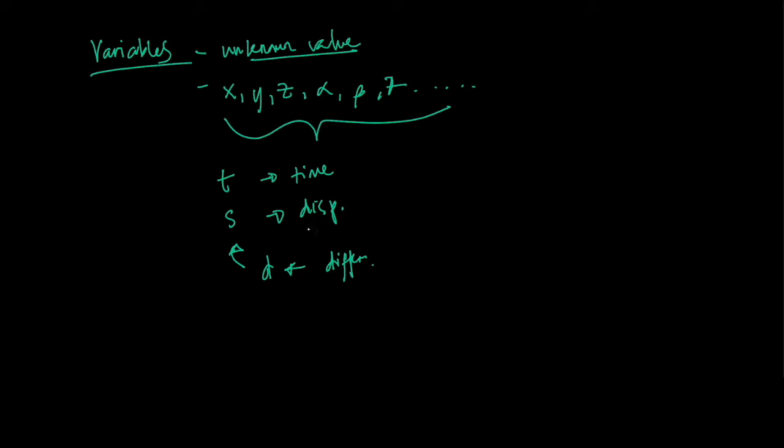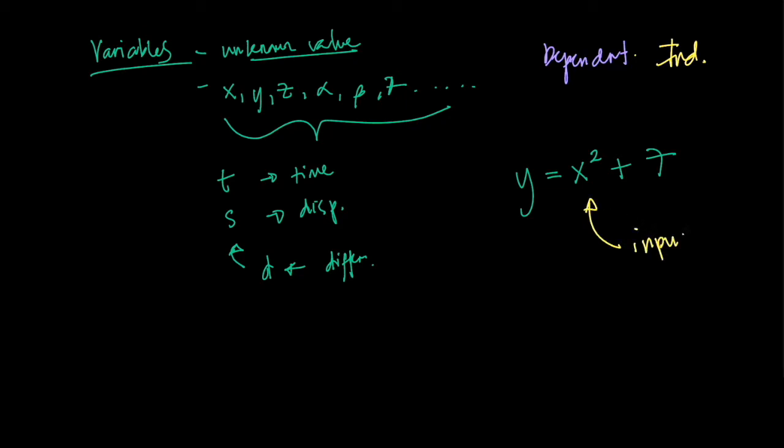In this video, we are more concerned with the dependent and independent variable. To understand this, let's have an equation, for example. Let's say we have y is equal to x squared plus 7. From the previous video, we have discussed that in this example, x is our input and y is our output.